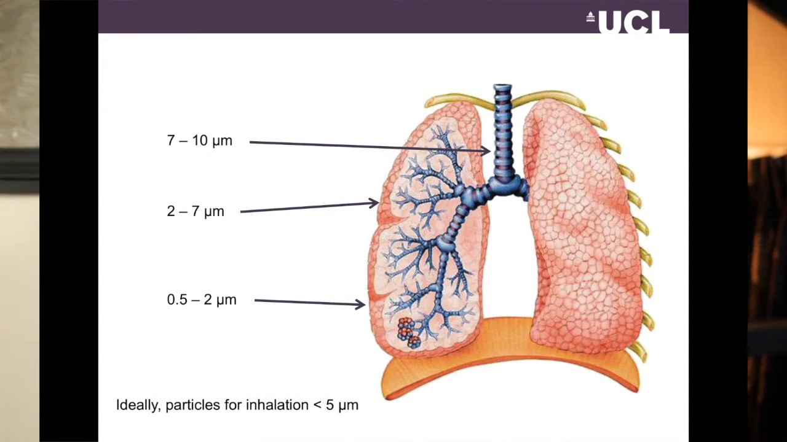So on the screen in front of you is a diagram of the lung, and you can see that the airway comes in and it branches, and those branches keep on going until we get down to the alveoli.